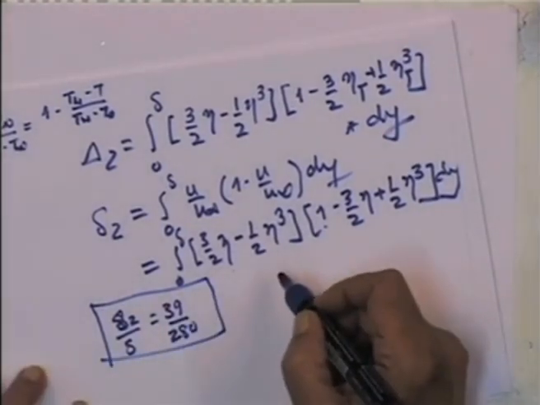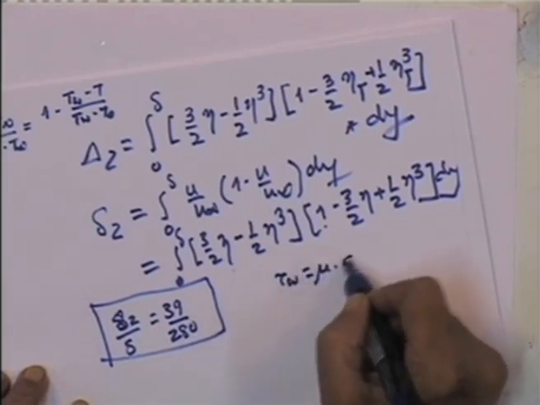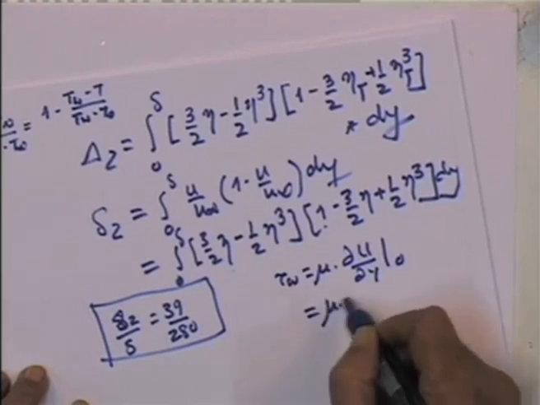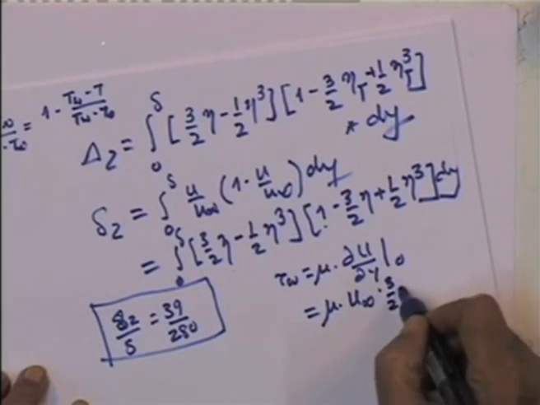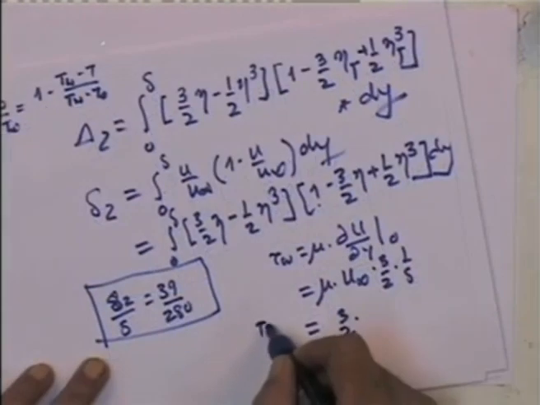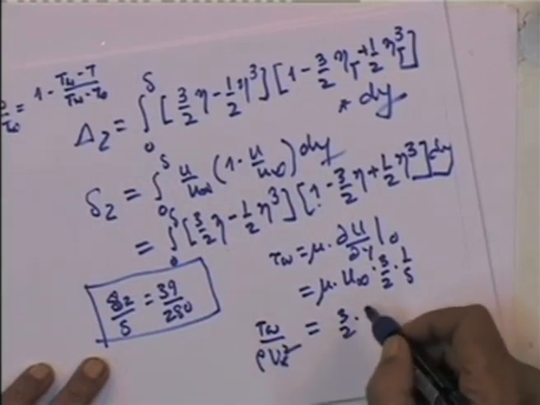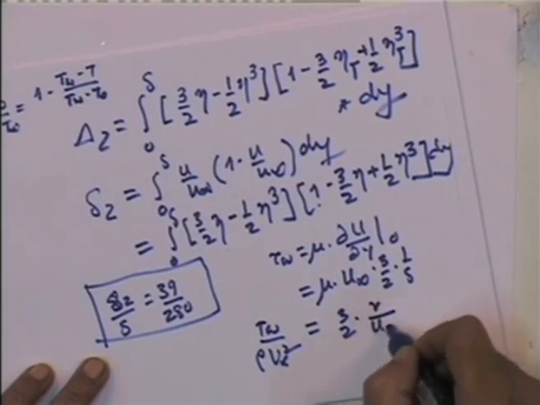From the velocity profile, tau wall, which is equal to mu times du by dy at 0, you will see this will become mu into u infinity into 3 by 2 into 1 over delta. Tau wall over rho u infinity square would be equal to 3 by 2 into nu divided by u infinity delta.